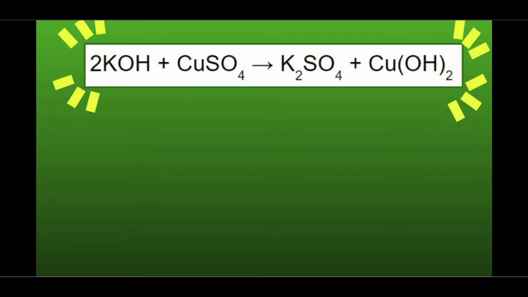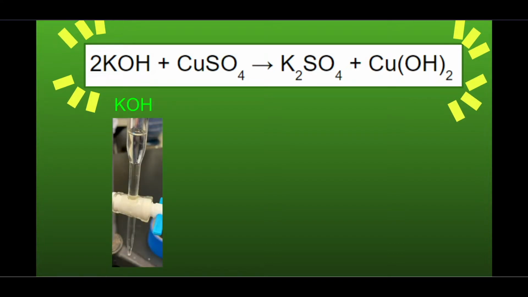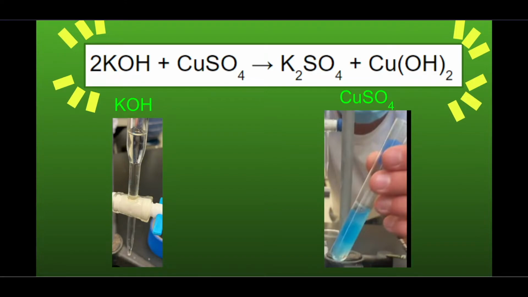Now that we understand the basics, let's jump into our chemical equation. We have 2KOH plus CuSO4, which yields K2SO4 plus Cu(OH)2. The KOH, or potassium hydroxide, appears as a clear liquid similar to water, as it is transparent, and the copper sulfate appears as a bluish-teal clear liquid.